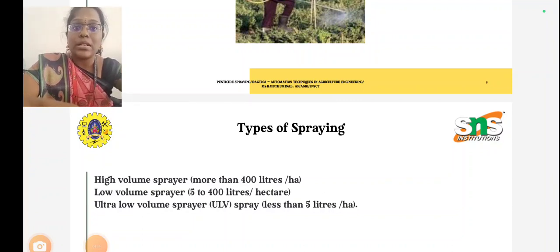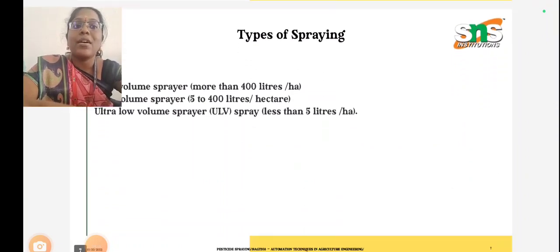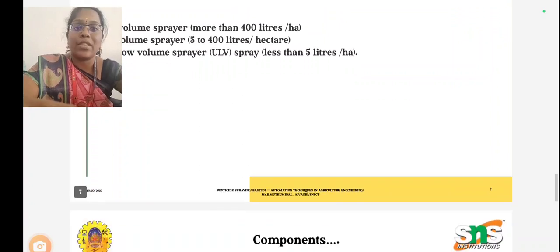The last one is the ultra low volume sprayer, otherwise known as the ULV sprayer. This has a capacity of less than 5 liters per hectare. This could be used in houses where they have a minimum number of crops or a small field only for certain crops.